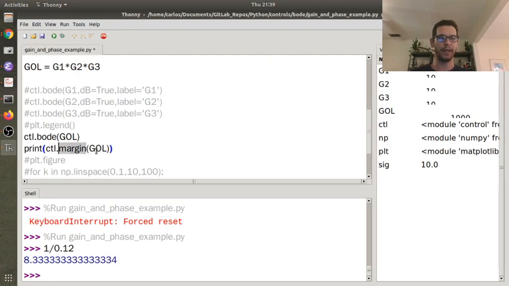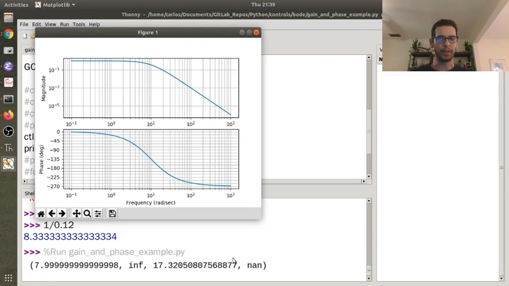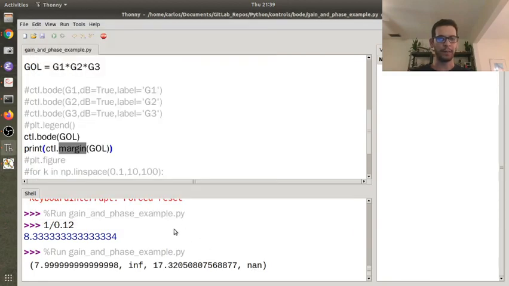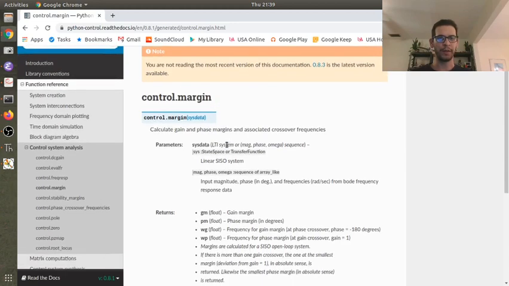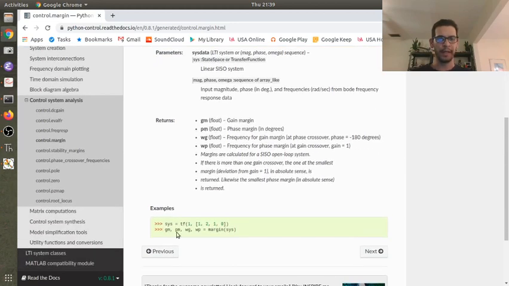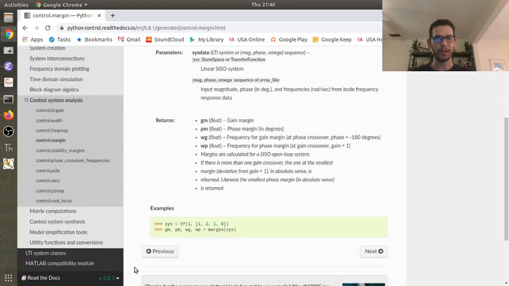I can do cdl.margin and run that and print it. And it's going to print four numbers here. And if you go to the Google and you look up control.margin, it's going to tell you the gain margin, the phase margin, the frequency at the gain margin, and the frequency at the phase margin. And so that first number is gain margin. So we got 8.33 just by looking at the graph. They got 7.999. The phase margin is infinite.